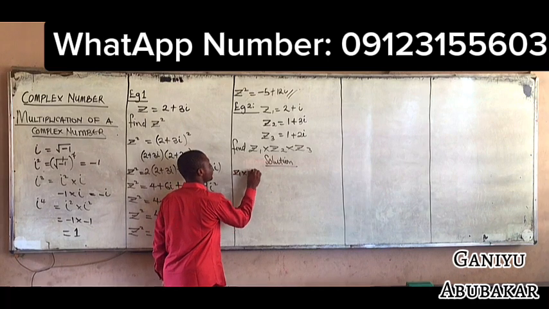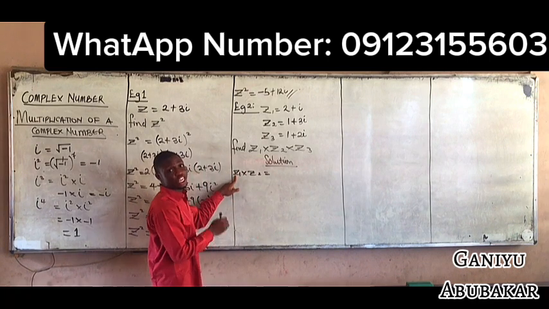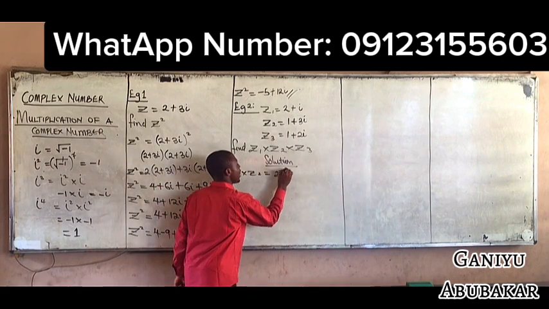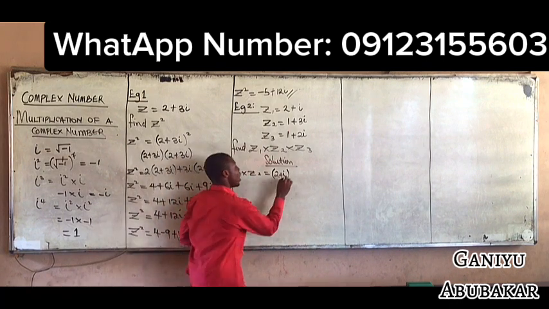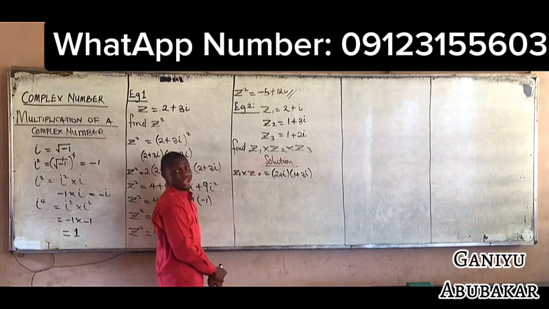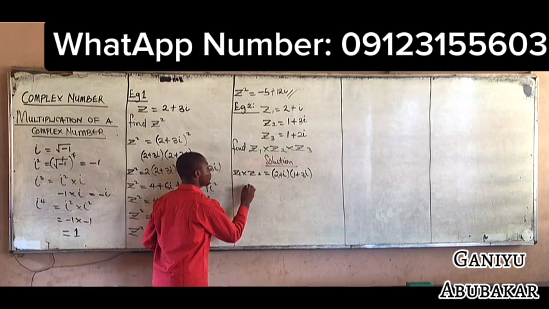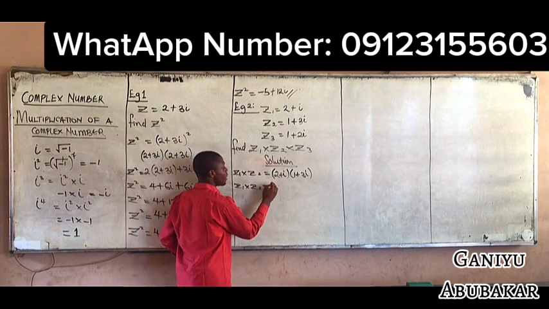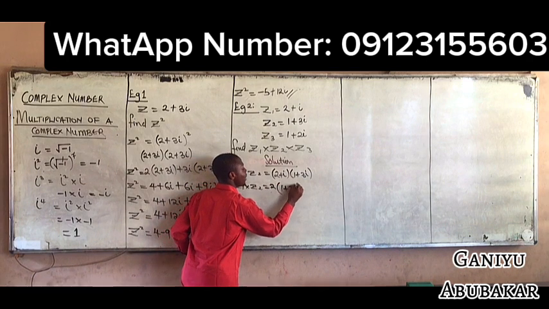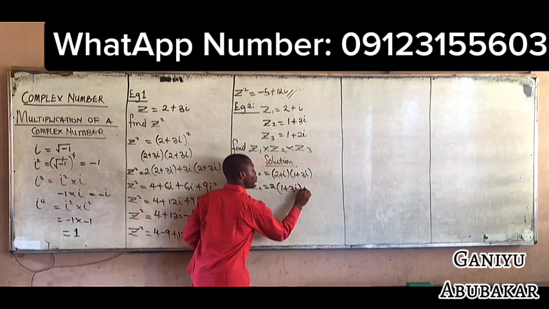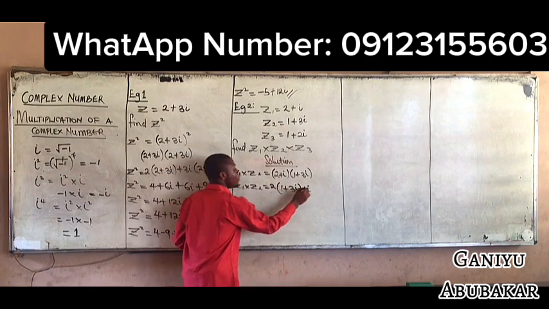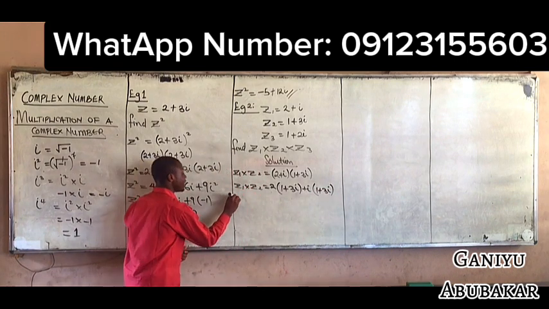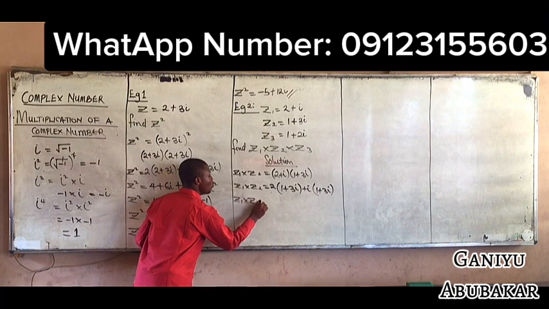So z1 times z2 will be equal to, first check, what's z1? z1 is 2 plus i, so I'll have 2 plus i. Next, z2 is 1 plus 3i. Next, expand this. Pick out the first term: z1 times z2 is equal to 2, all into 1 plus 3i. The next term in the first bracket is i, multiplied by all of 1 plus 3i.